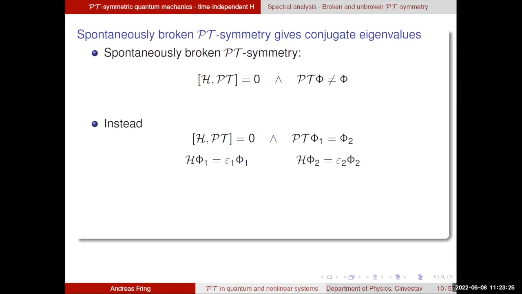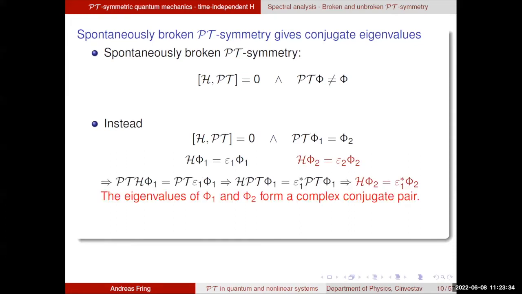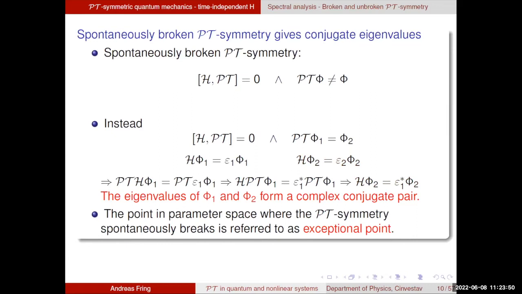And each of these eigenstates will have an eigenvalue equation, and they are related. So here's the relation, here's the little argument that shows you if I give up this property here on top, then the eigenvalues become complex conjugate to each other. That's the other scenario. And the point when this happens has a special name. This is the exceptional point. I mentioned that already.